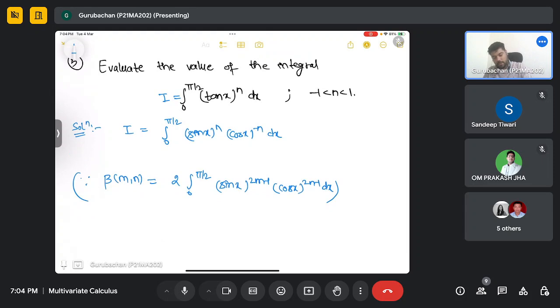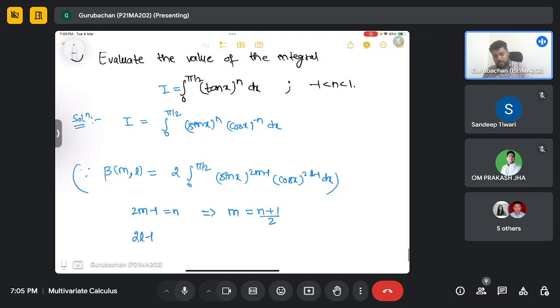Clearly see here, so 2m minus 1 is n. We want to make it in this form, so find the value of m from here. This will be n plus 1 by 2. Since we have used n above, I am writing here some l, and here it will give us 2l minus 1. So 2l minus 1 is nothing but minus n. We want it like this, so the value of l will be 1 minus n by 2.